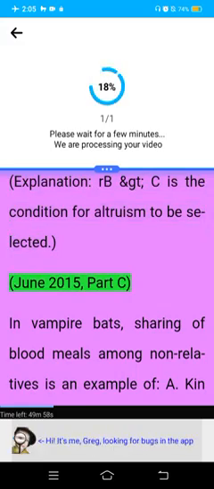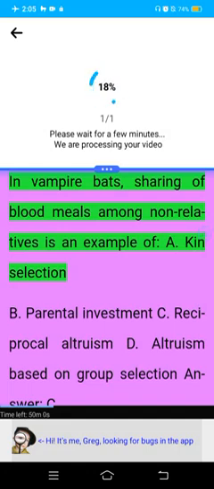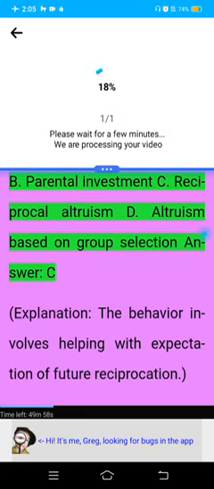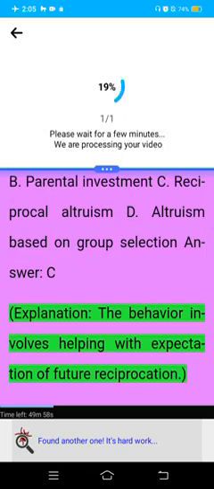June 2015, Part C. In vampire bats, sharing of blood meals among non-relatives is an example of: A. Kin selection. B. Parental investment. C. Reciprocal altruism. D. Altruism based on group selection. Answer, C. Explanation, the behavior involves helping with expectation of future reciprocation.